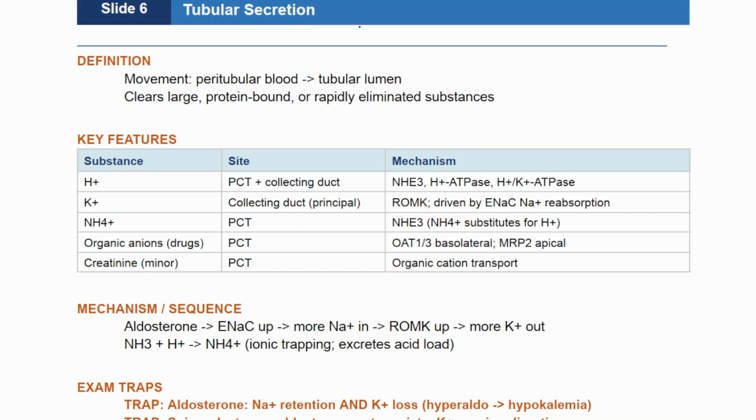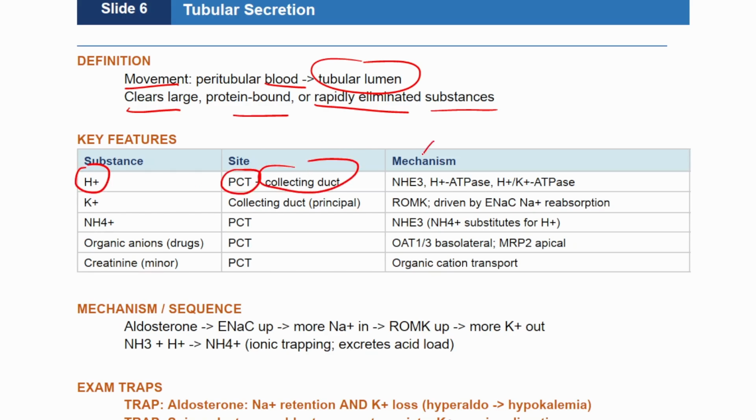As we finish defining all the concepts in our structured slide exams, renal secretion is defined as the physiologic transfer of substance from blood directly into the tubular lumen, which is efficient, clears large, protein-bound or rapid substances from the systemic circulation, and operates via highly specialized sites, hydrogen ion in both the proximal tubule and the collecting duct using the NHE or ATPase.